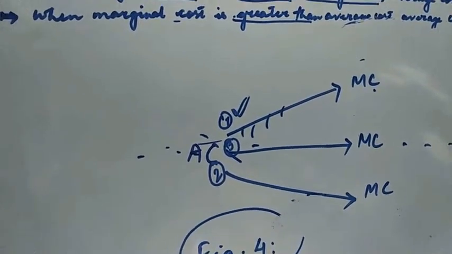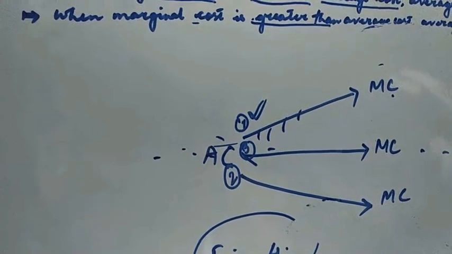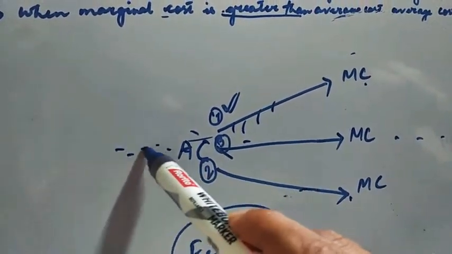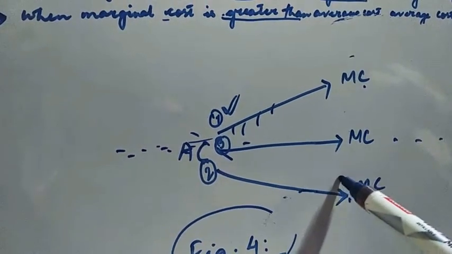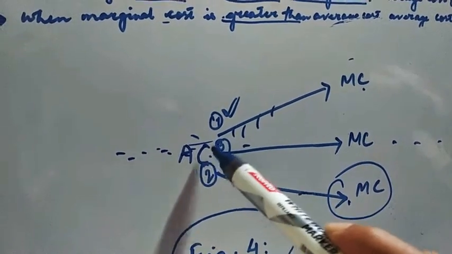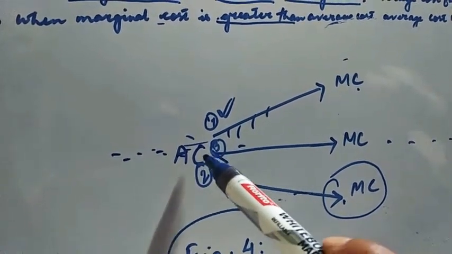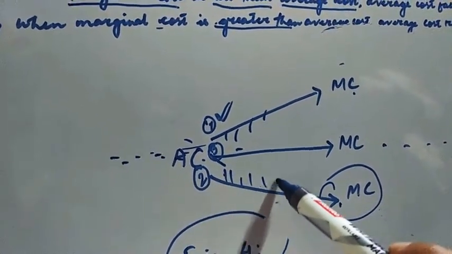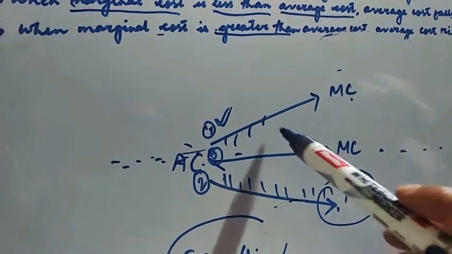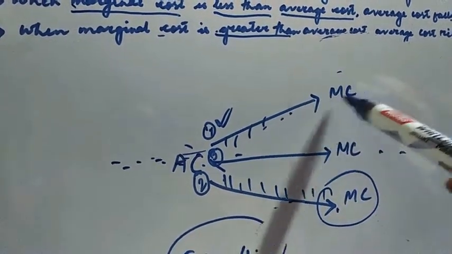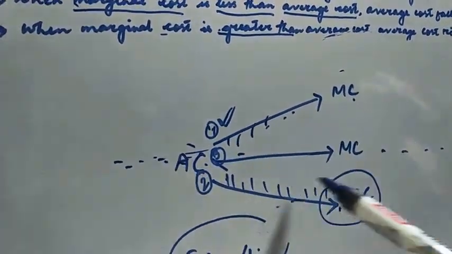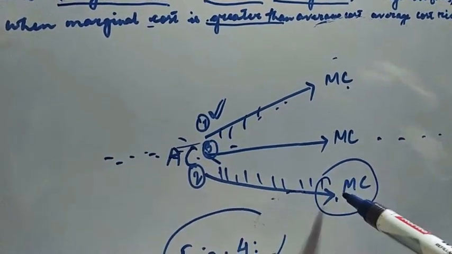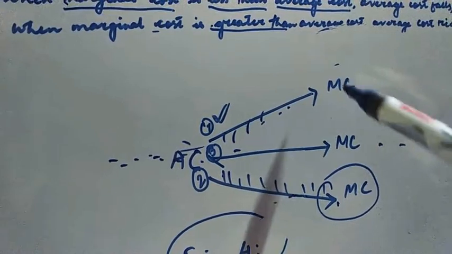That is the first case. On the other hand, if marginal cost is below average cost, so this MC is below average cost now, what will happen to average cost? Average cost falls down. Before it was rising when MC was above AC, but now when MC is below AC, average cost falls. That is depicted in this figure number 4.